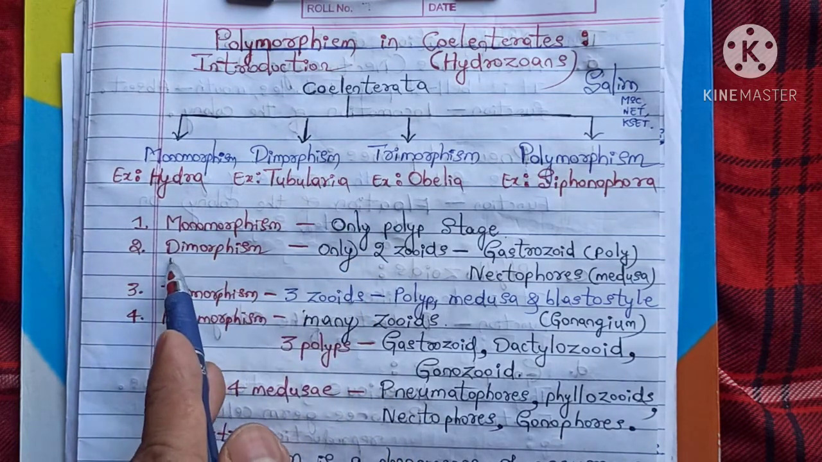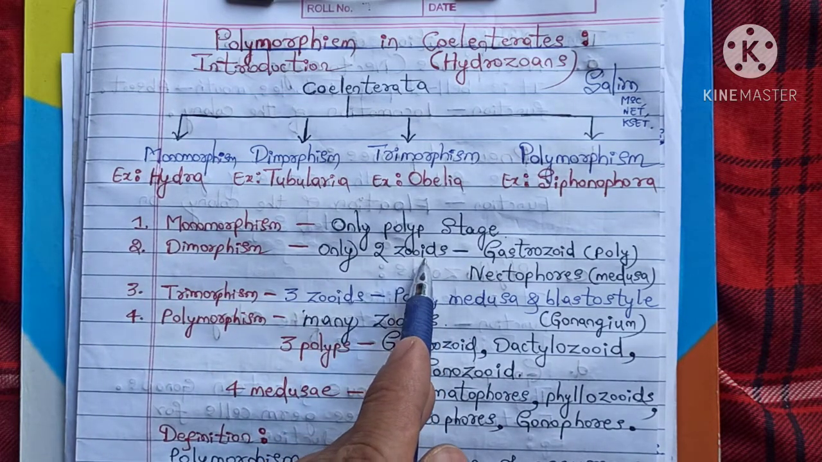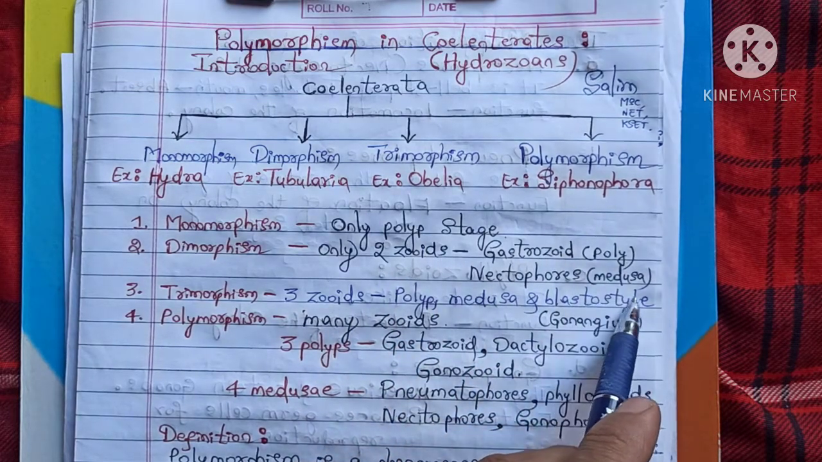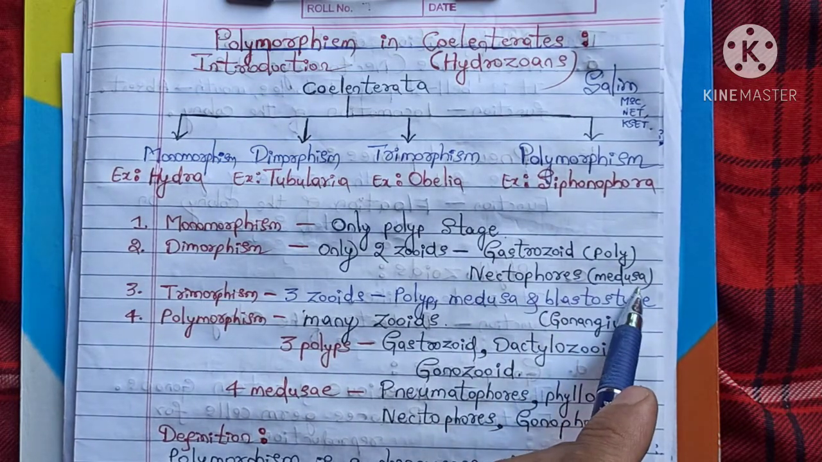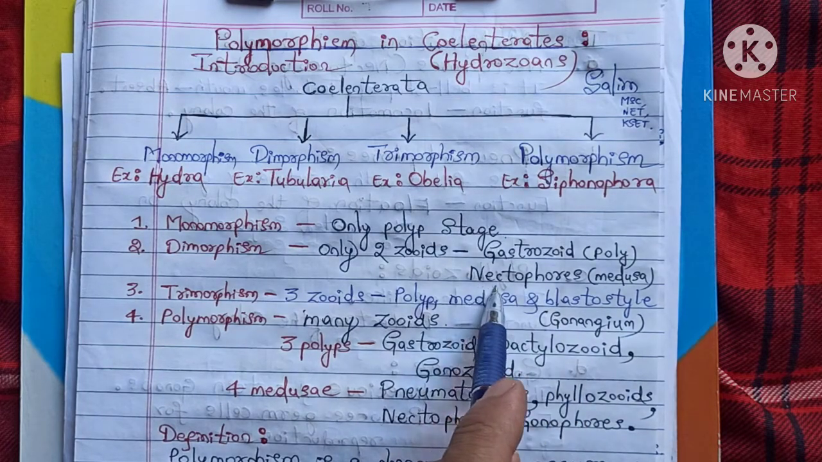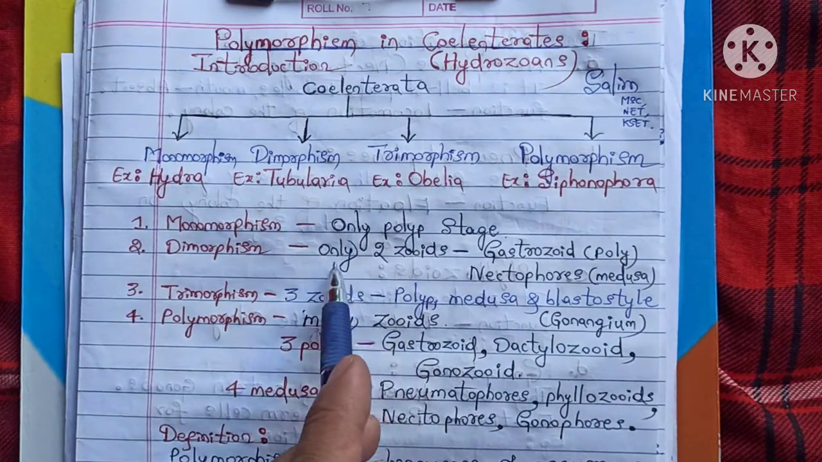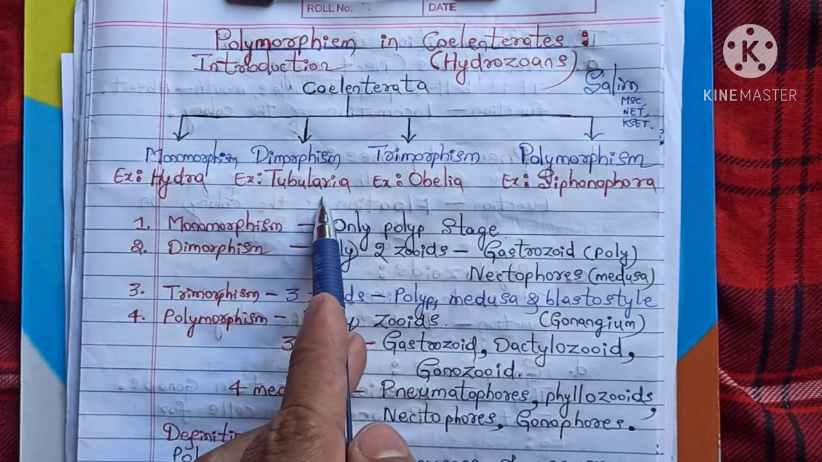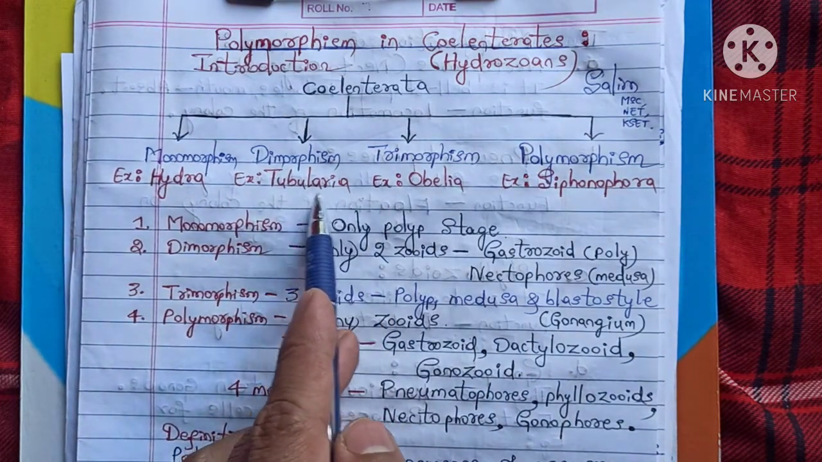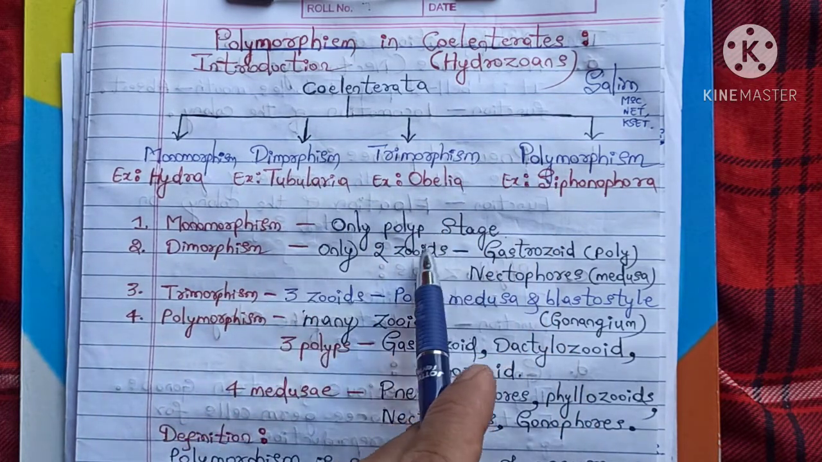Second one, dimorphism. As the name suggests, di means two. Only two zooids or two individual forms are present in this category, and they are polyp and medusa. The polyp is also called gastrozoid. The medusa form is also called nectophore. Hence dimorphism shows only two zooids, polyp and medusa. An example for dimorphism is Tubularia. Tubularia is a hydrozoan and it is an example for dimorphism.